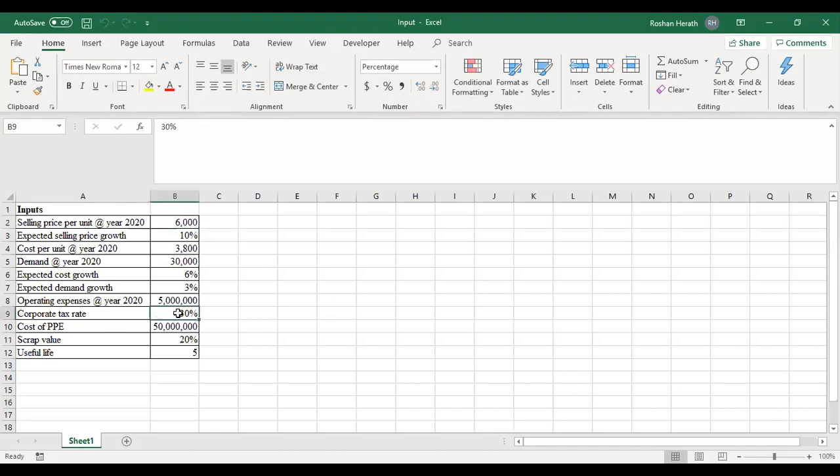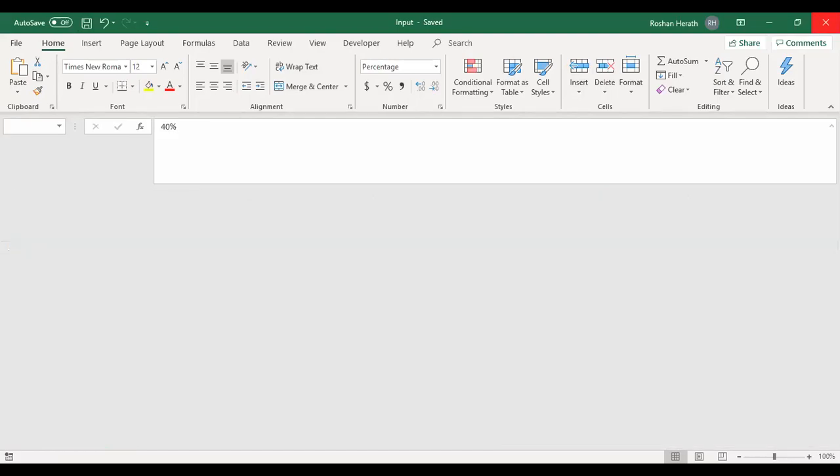Yes. So let's say tax rate is like 40% and operating expenses, let me change it like 2 million. Yeah. Right, okay. Now let me save this and close it. And now let's open up the output and see how it is going to reflect.